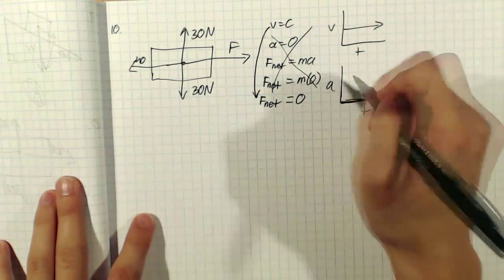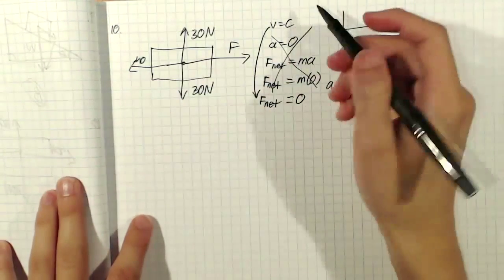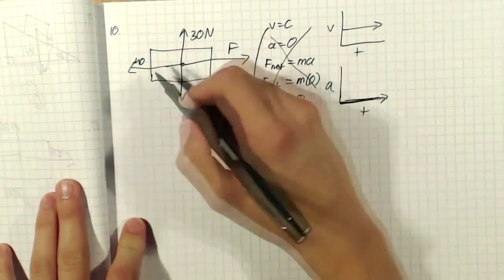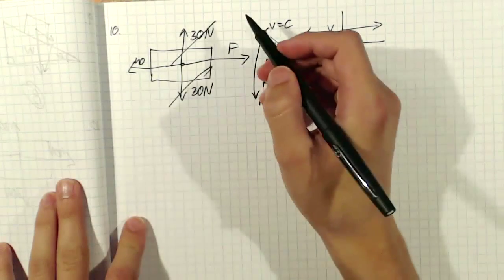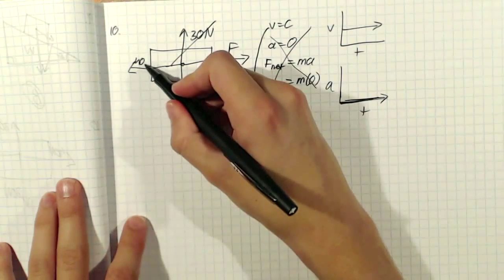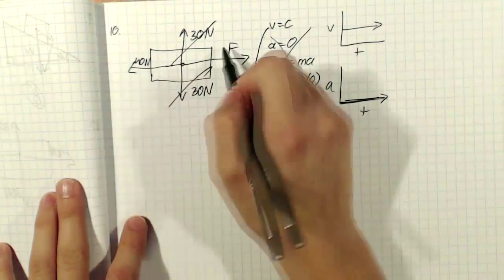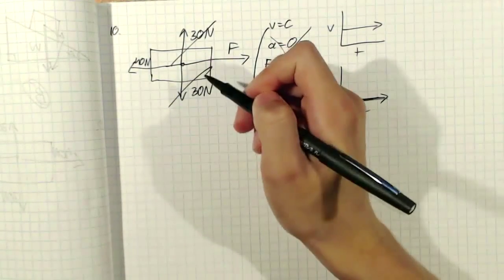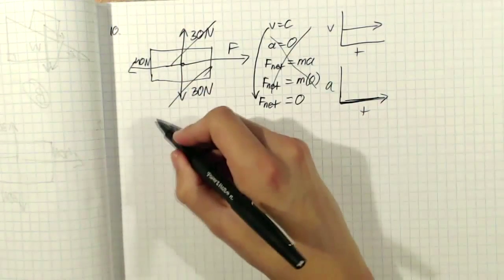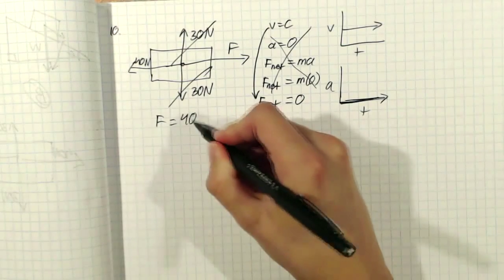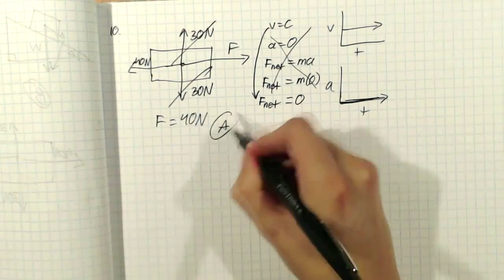So if our net force is 0, that means all these forces have to balance out. Now these are in opposite directions and they have the same magnitude, so these already cancel out. But F and this force of 40 newtons are in the opposite direction and they have to cancel out. So the force F has to equal 40 newtons. F equals 40 newtons, which is A.